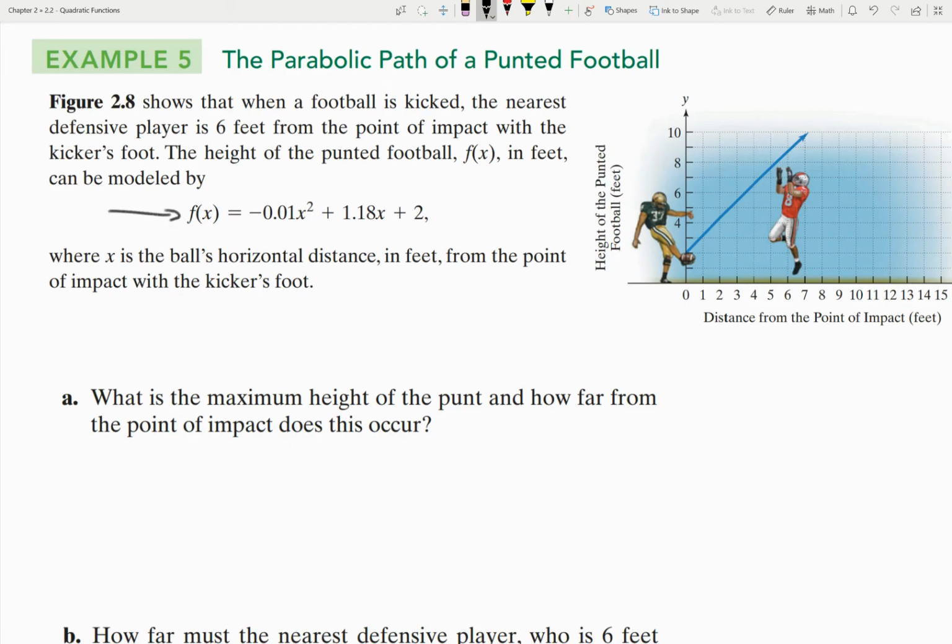So it looks like it's going straight up, but if you think about the way a football works, you kick it up, it's eventually going to come back down, right? So we're going to get a graph that looks kind of like that. And I know I'm going to get a parabola because it's not a single x, it's an x squared.